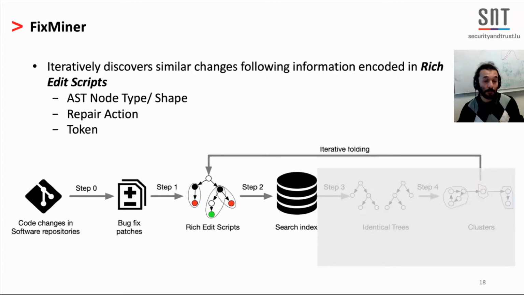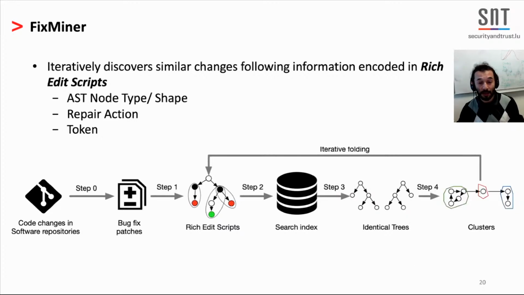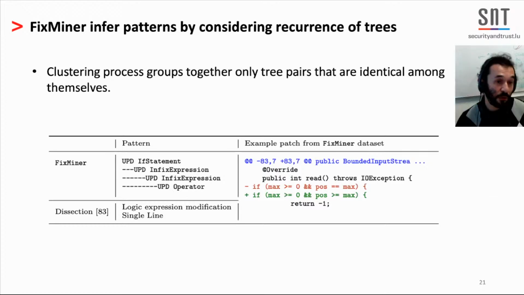A single mining iteration also consists of 3 steps. First, we build a search index to identify the changes to be performed. Then we compare them, and we finally cluster them. A cluster here contains a list of changes that are sharing a common representation. And finally, to infer the patterns, we resort to clustering. A cluster is qualified as a pattern when it's frequently observed.